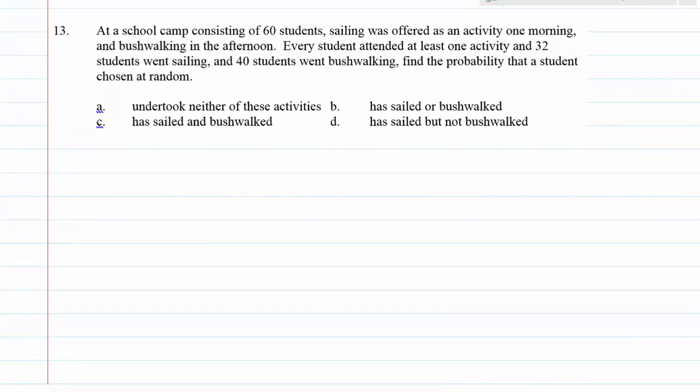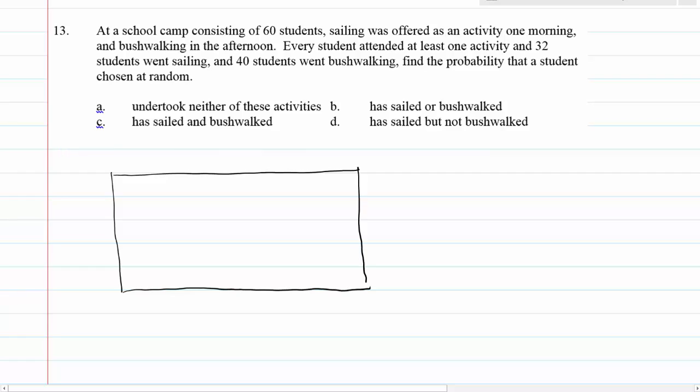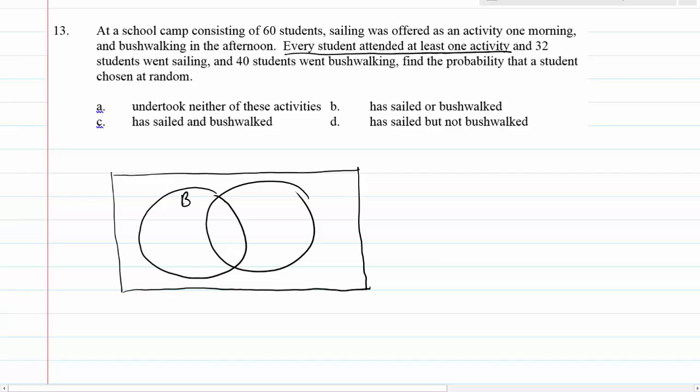A school camp consisting of 60 students, sailing was offered as an activity one morning, bushwalking in the afternoon. Every student attended at least one activity and 32 students went sailing, 40 students went bushwalking. Find the probability of the student chosen at random, etc. So this is a Venn diagram question because they could go bushwalking and sailing at the same time. But notice there is no neither because it says here that every student attended at least one activity. So in this Venn diagram, I've got bushwalking and sailing, but no student did neither.